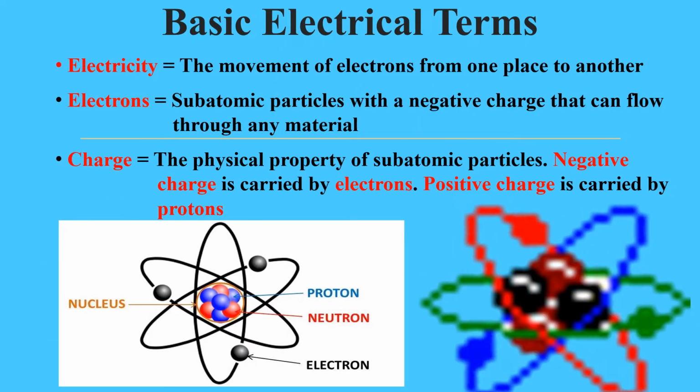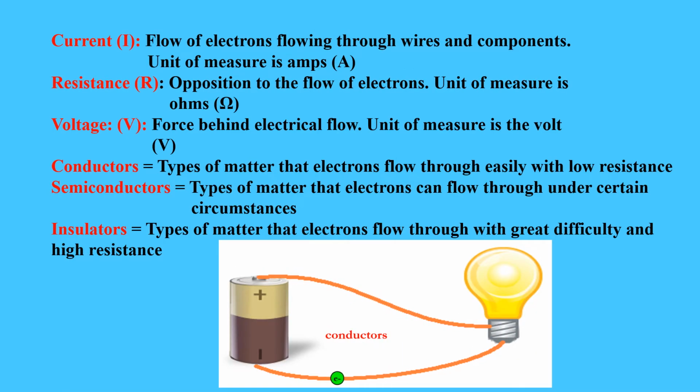Basic electrical terms. Electricity is the movement of electrons from one place to another. As we learned before, electrons are subatomic particles with a negative charge that can flow through any material. Also, as in lesson 8.1, charge is the physical property of subatomic particles. Negative charge is carried by electrons, positive charge is carried by protons. Current, I, is the flow of electrons flowing through wires and components. The unit of measure is amps.